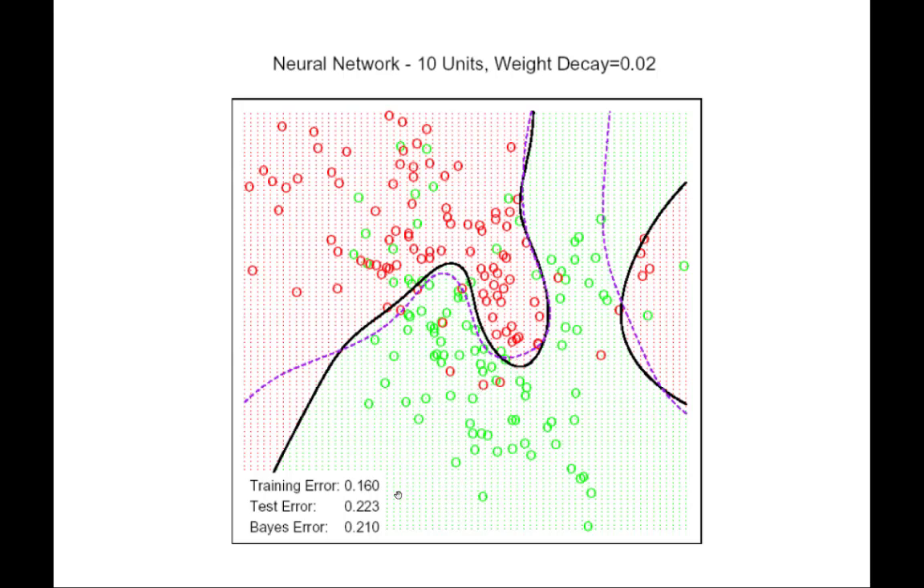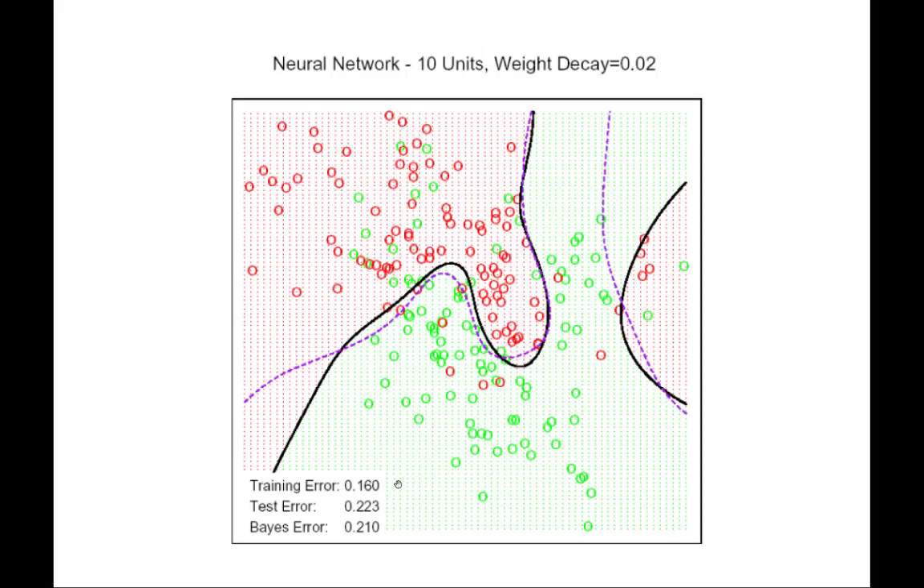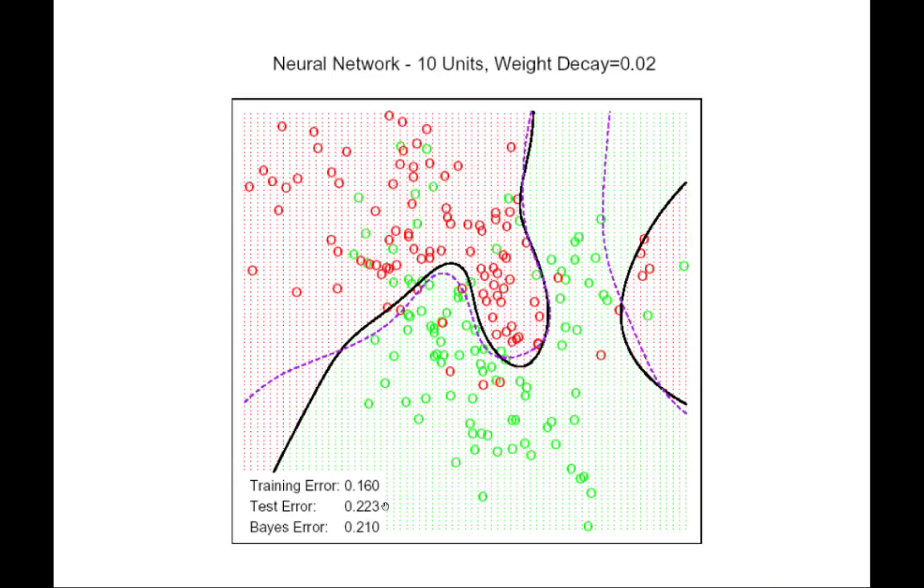But what is important, what we are seeing here, is that the training error is going up, no? Because we don't just minimize the training error, we minimize the training error plus some terms which penalize overfitting. So here it was 0.1, now it's 0.16. But as a reward, the test error became better. Here it was 0.259, here it's 0.223. So we are rewarded for our penalty, and it's getting closer to the Bayes error, the best possible error.